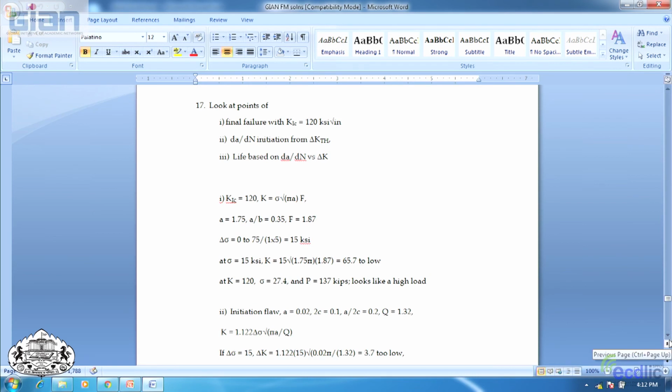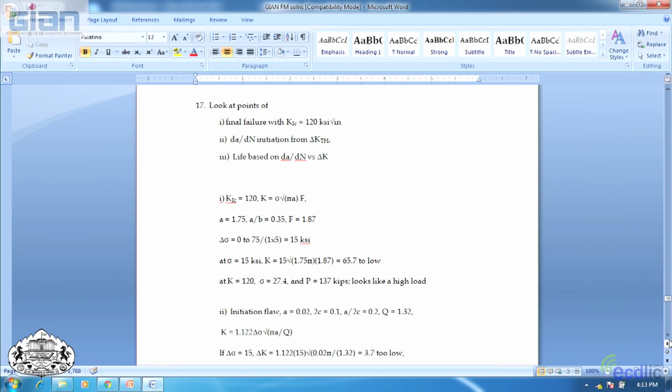Anyway, this is the analysis I did. The thing, if you recall, said that final failure would happen at a K1C maybe of 120. Then I want to look at initiation. This is my process of thinking. If these two give me some idea what happened, I want to look at fatigue life. So start with final failure. And I use the single edge tension model that we played with earlier with a crack size of 1.75 inches. A over B is 0.35. I got the capital F about 187.